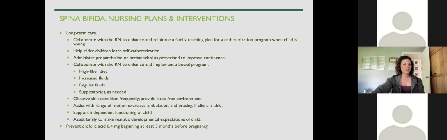So we talked about prevention. It is folic acid at least 3 months before pregnancy. So if you're thinking about getting pregnant, definitely start your folic acid right away. If you get pregnant by accident or unintentionally, then definitely as soon as you know, start that folic acid so that you can reduce this risk.